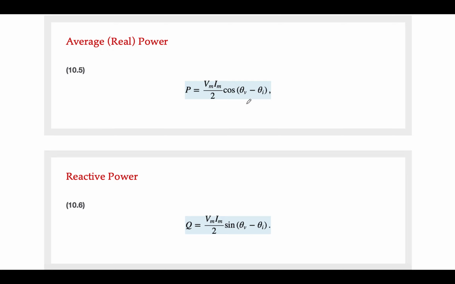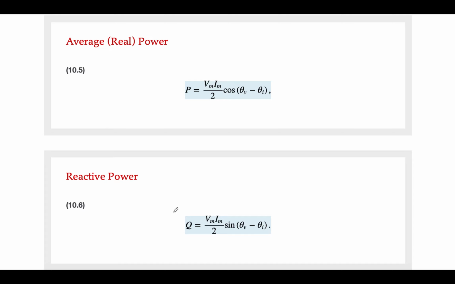Hence it's called reactive. So for the average power, notice that if the current and the voltage are in phase, in other words, if theta V and theta I are equal, then you'll have the average power being Vm over 2, and the reactive power will be 0. If the voltage and the current are completely out of phase, in other words, they're out of phase by 90 degrees, then you have the cosine of 90, and if you have the cosine of 90 or minus 90, the average power goes to 0 and the reactive power is a maximum.